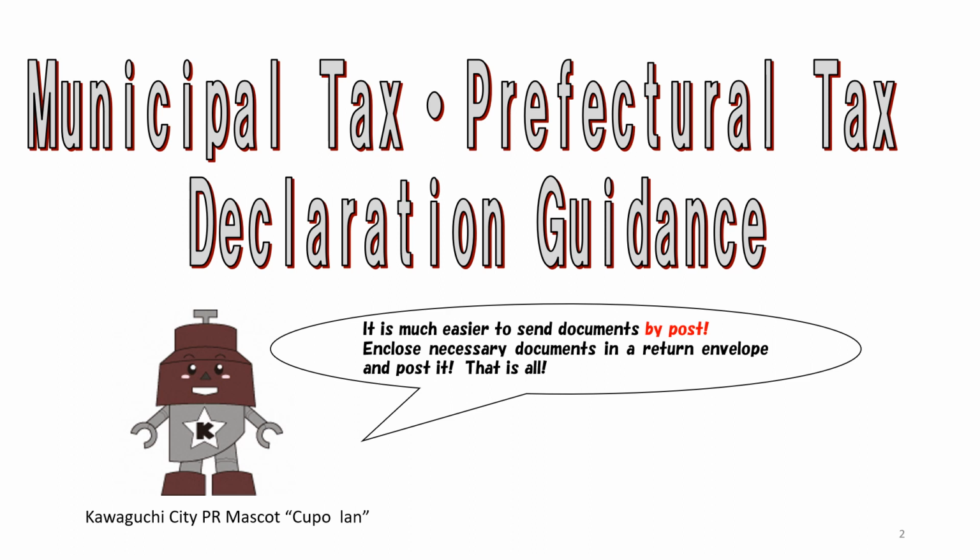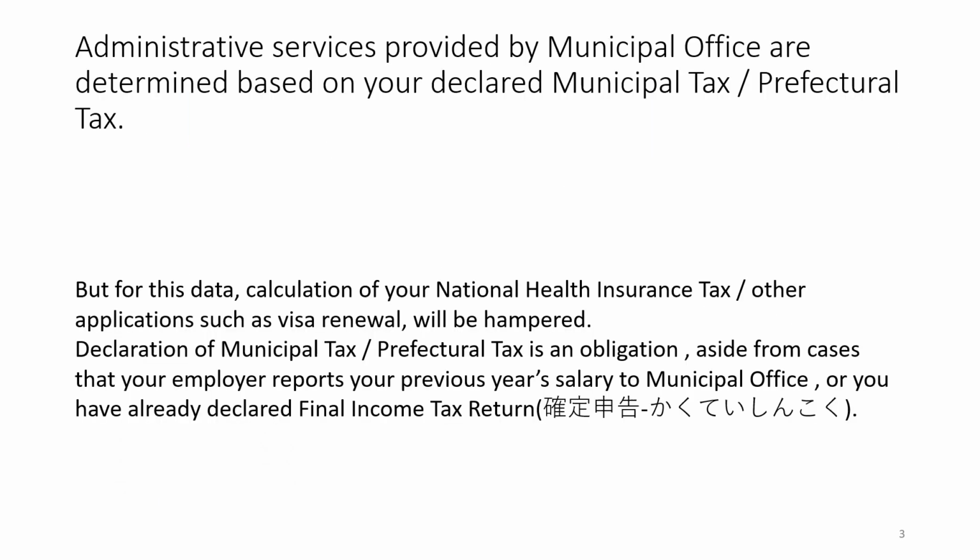I am going to talk about how to declare your municipal tax and prefectural tax. This procedure is easily done by sending documents by post. Prepare all the necessary documents and put them in a return envelope, then post it. This declaration becomes an ascertaining material for providing administrative services.